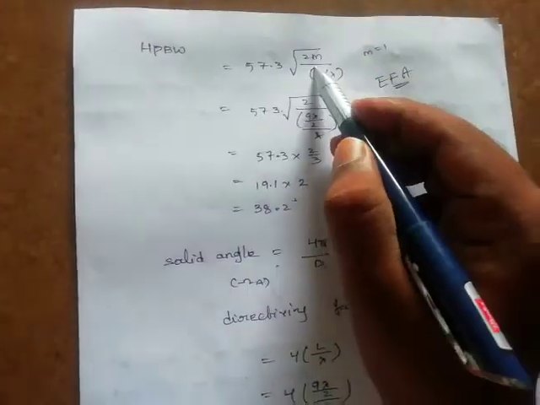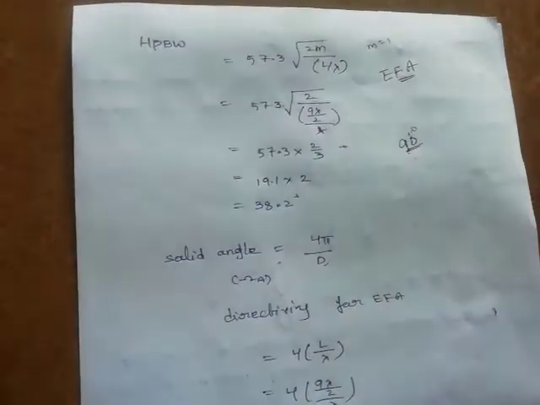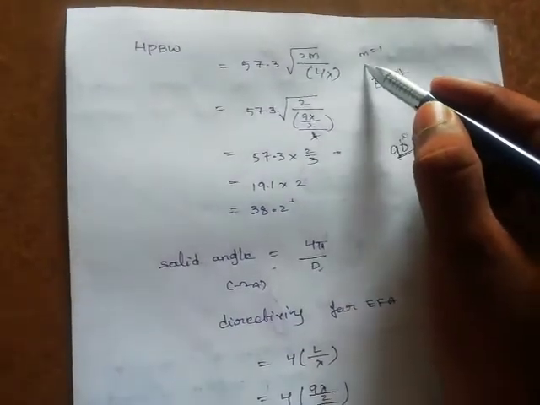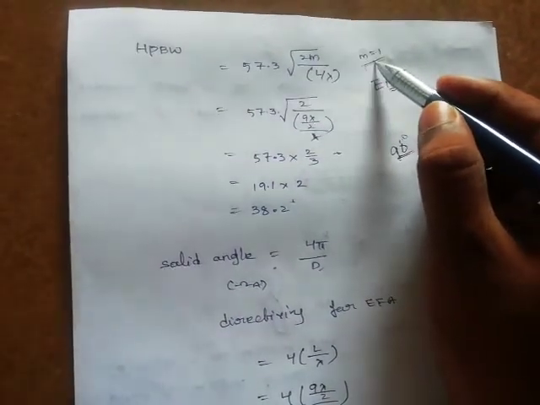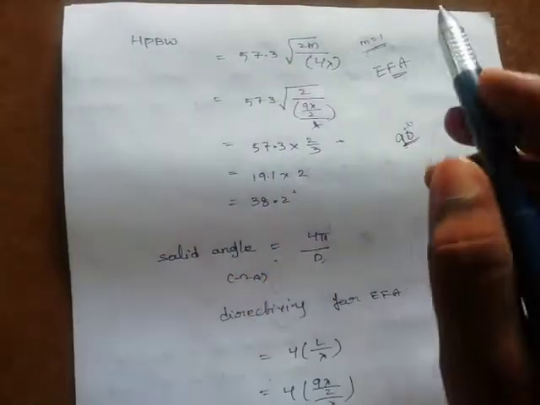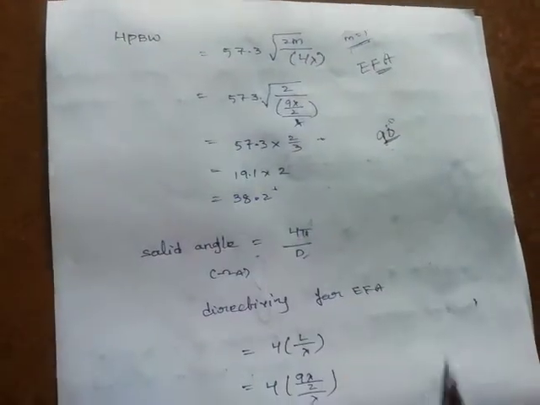And in this formula, no value of m is given. What does m mean here? Here we are going to find the first null beamwidth. For the first null, by default you take the value m equal to 1. That's why m is given as 1. Finally, if you calculate this, you will get the half power beamwidth.